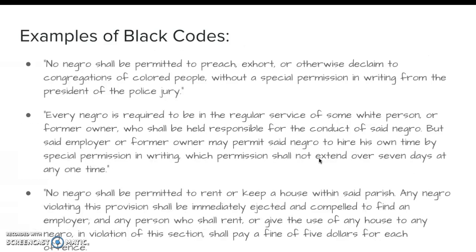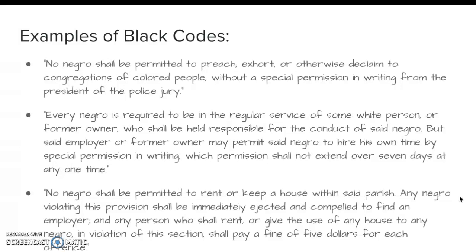And then this final one says, no Negro shall be permitted to rent or keep a house within said parish. So this black code is from the state of Louisiana. Any Negro violating this provision shall be immediately ejected and compelled to find an employer. A white person, guys. And any person who shall rent or give the use of any house to any Negro in violation of this section shall pay a fine of $5 for each offense. This is basically segregating neighborhoods, okay? This is saying that only white people can live in this neighborhood. If a white person is found renting to a black person within this neighborhood, then those people can be fined, okay? These are examples of black codes.